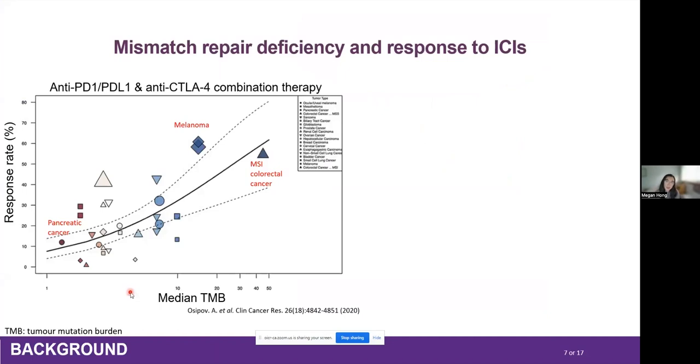And there are a couple of factors that contribute to a tumor's sensitivity to immune checkpoint inhibitors, where if we look at tumor mutation burden for cancers such as melanoma or microsatellite unstable colorectal cancer, these patients tend to have a pretty good response to immune checkpoint inhibitors. Whereas for patients such as in pancreatic cancer that have low tumor mutation burden, these patients tend to not respond well to immune checkpoint inhibitors.